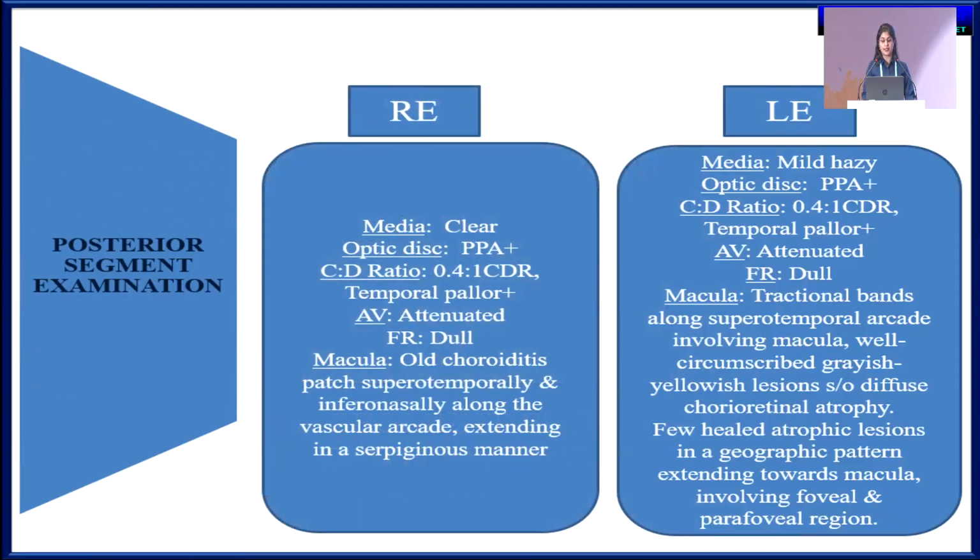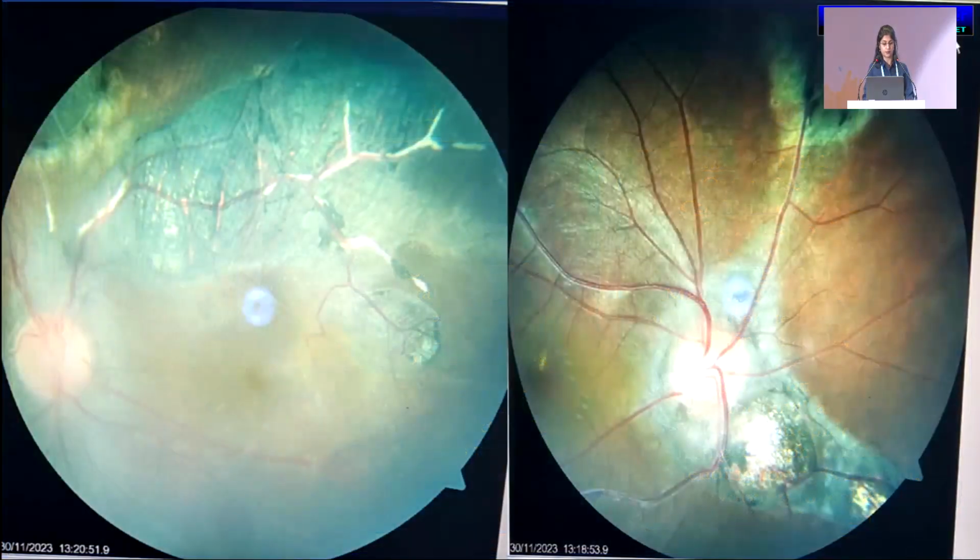On posterior segment examination of right eye, the media was clear. Optic disc showed peripapillary atrophy with CD ratio of 0.4:1, along with temporal pallor. AV was attenuated, FR was dull, and the macula showed old choroiditis patch extending superotemporally and inferonasally along the vascular arcade and extending in a serpiginous manner.